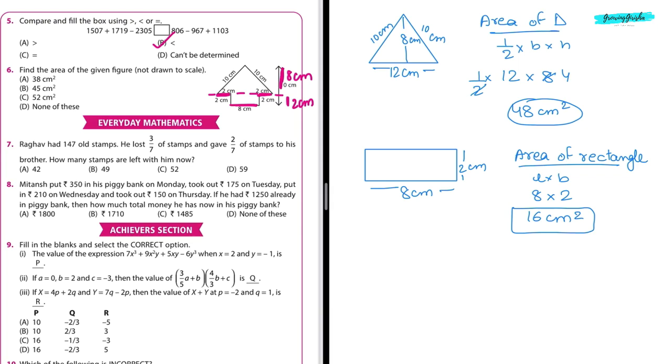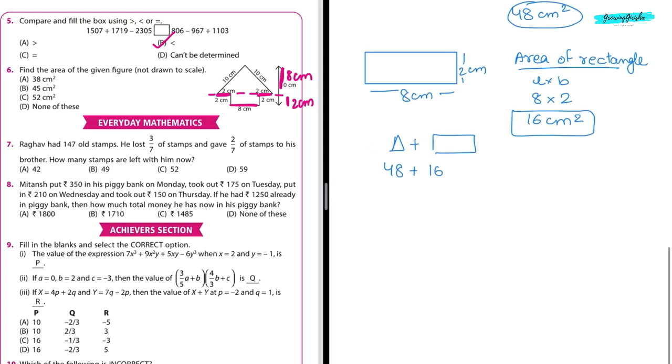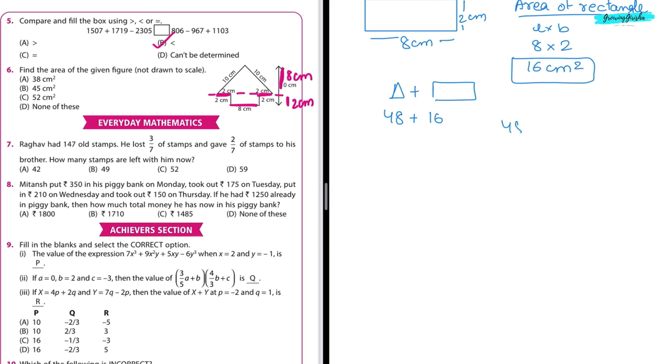Area of the given figure means area of the triangle plus area of the rectangle. Area of the triangle is 48 plus area of the rectangle is 16. The answer is 64 centimeter square, which is not given in the option. That means the correct answer will be option D, none of these. The area is 64 centimeter square.